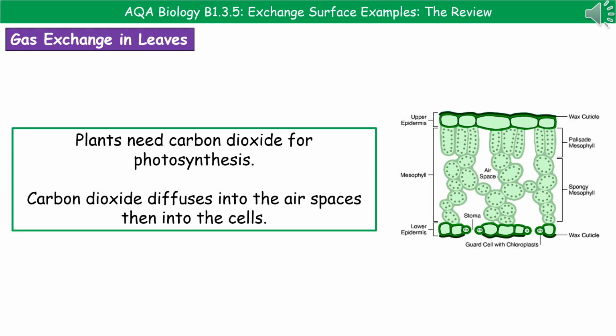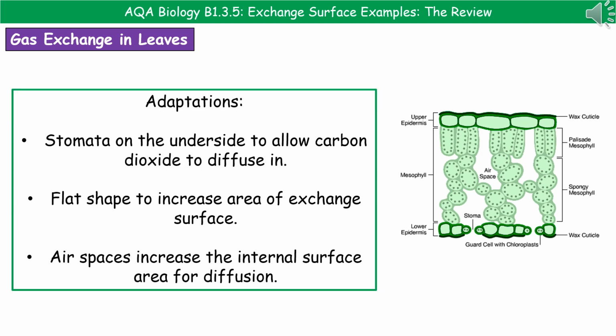The final example of a gas exchange surface is in plants. So we're going to have a look at the gas exchange in leaves. Hopefully we do remember that plants need carbon dioxide in order to carry out photosynthesis, and the carbon dioxide is going to come from the air surrounding the plant. So carbon dioxide actually diffuses into these things called air spaces, which you can see on the diagram on the right there, and then it diffuses into the cells from there.